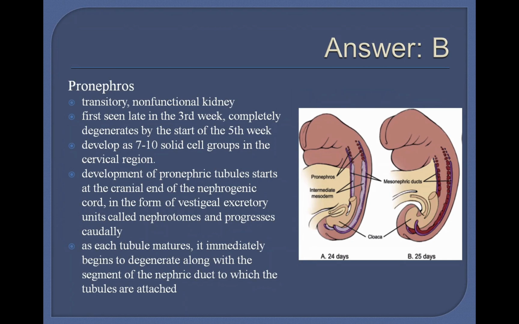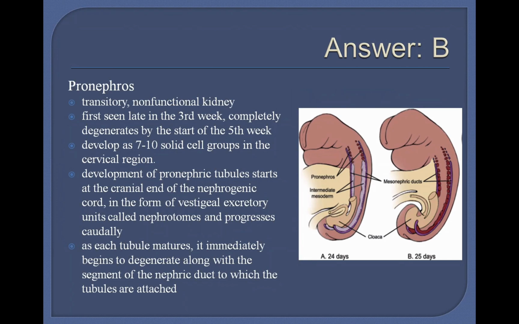Priyanku. Yes, sir. So the pronephros is a transitory non-functional kidney which is first seen late in the 3rd week. It completely degenerates by the start of the 5th week. It develops as 7 to 10 solid cell groups in the cervical region. That is why the first option is wrong, which was mentioned as thoracic region. Development of pronephric tubule starts at the cranial end of the nephrogenic cord and in the form of vestigial excretory units and progresses caudally. So again, the option C is wrong.